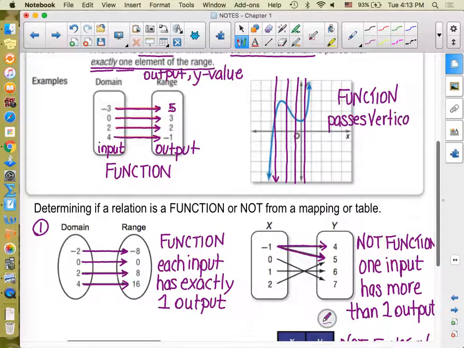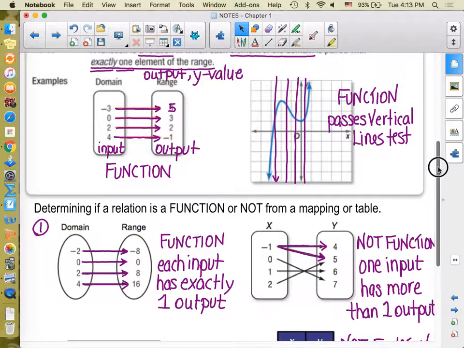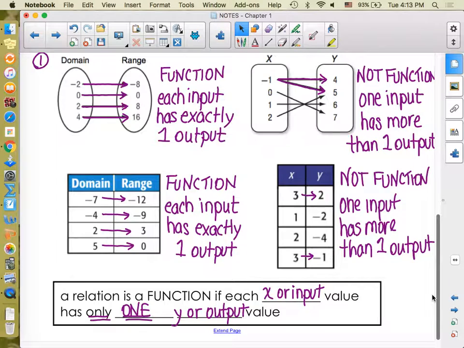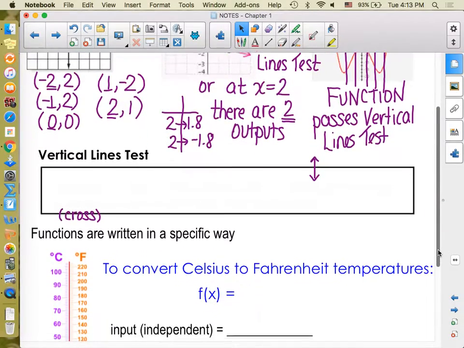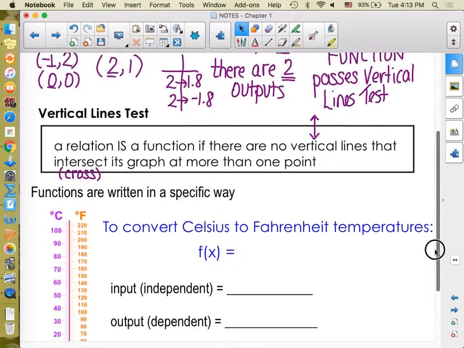So you have two ways to tell. If it's a data table, we're going to be looking for every input having only one output, the box down at the bottom of this page. If we're looking at a graph, we want to be able to tell by that vertical lines test.